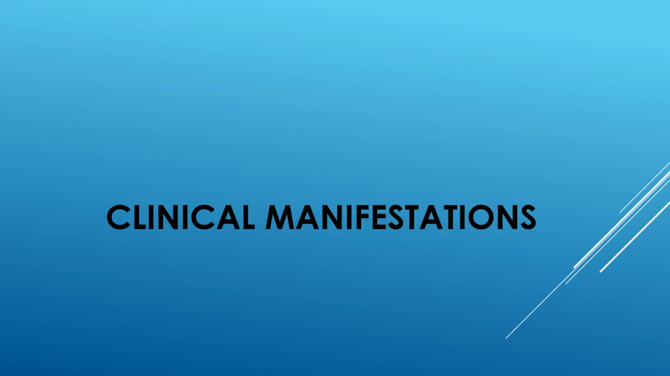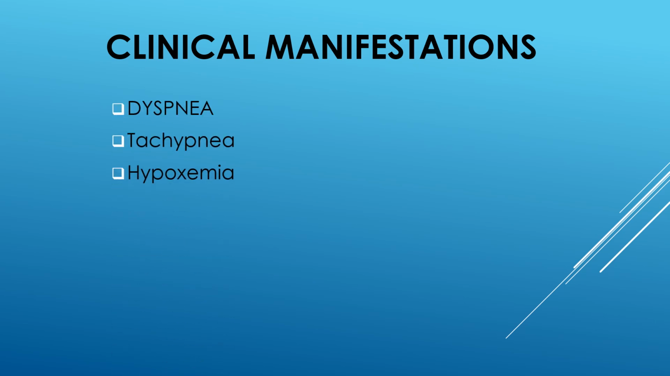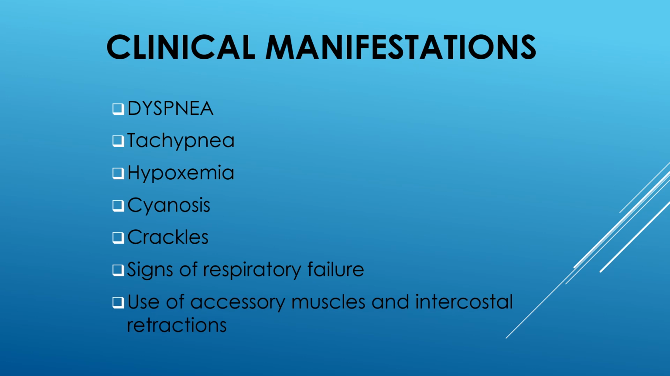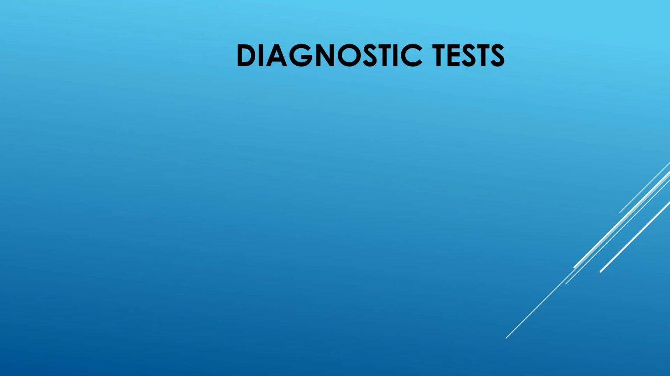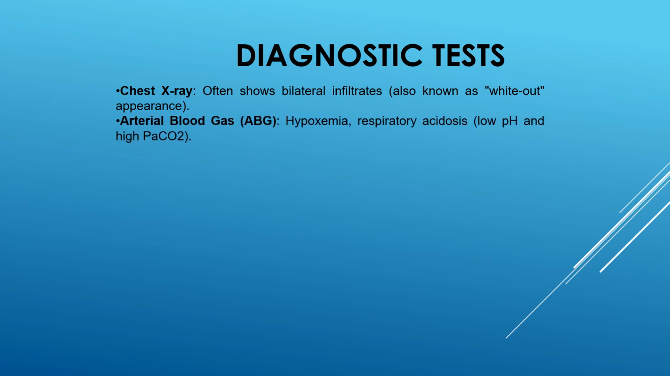Now coming to the clinical manifestations. The first is dyspnea. Next is tachypnea, hypoxemia, cyanosis of the skin and lips, crackles, signs of respiratory failure, and use of accessory muscles and intercostal retractions. Now, the diagnostic testing of ARDS can be done through chest X-ray, which will often show bilateral infiltrates, which is also known as whiteout appearance.